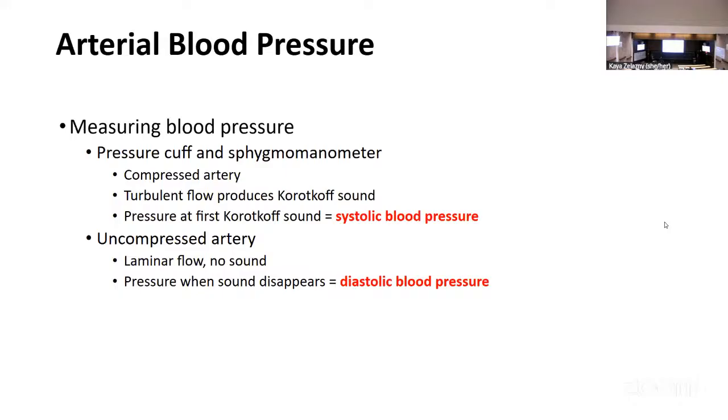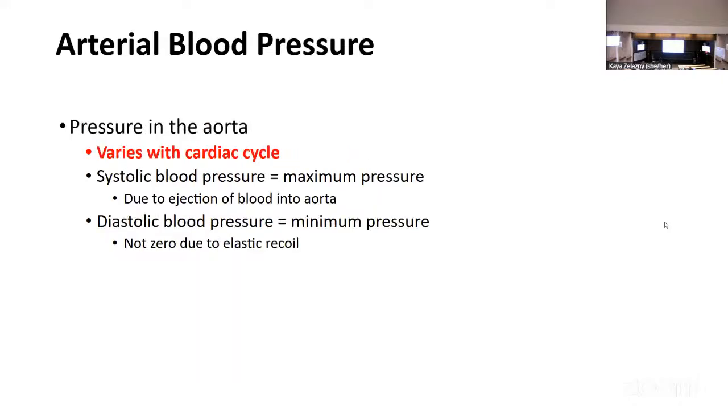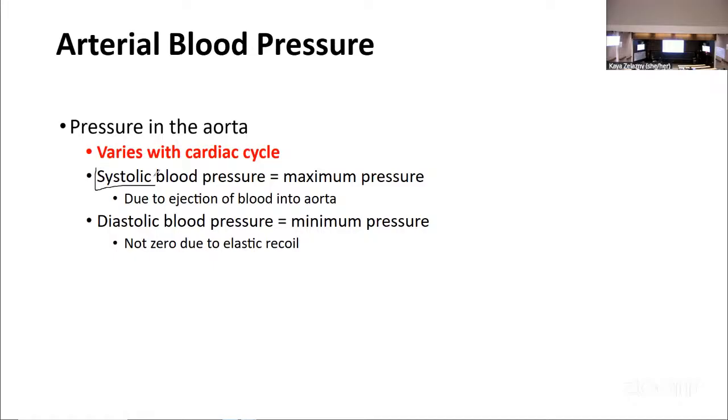Now, these are the two numbers that we're looking for when we take a blood pressure. We're really trying to figure out, what is the blood pressure during systole? So, larger number. And what is the blood pressure during diastole? So we're trying to figure out how high is the pressure going, and then what's our lowest drop.